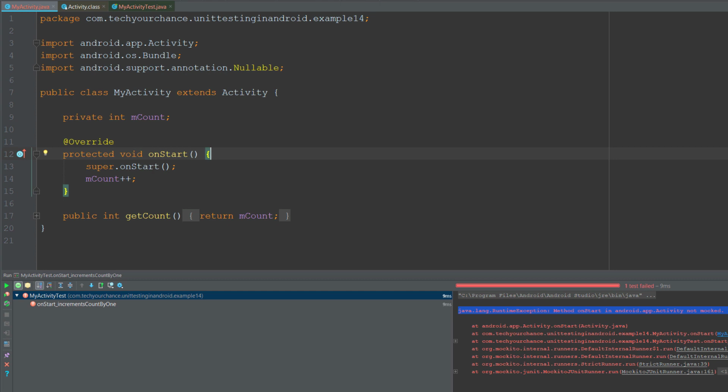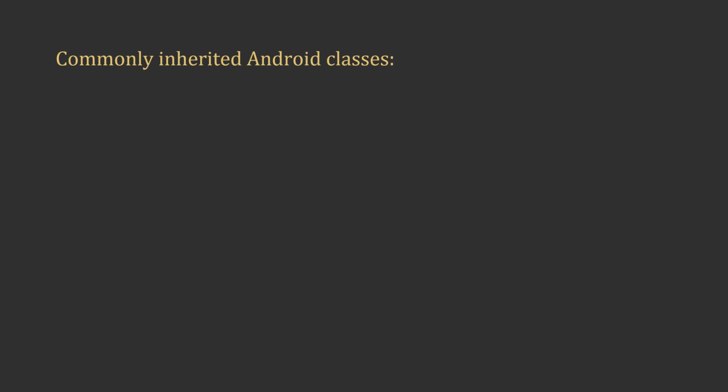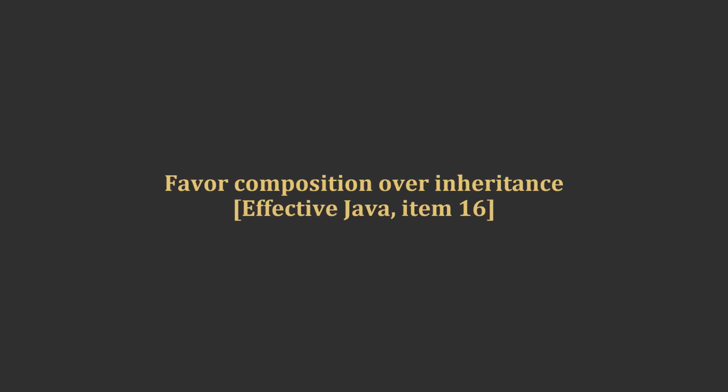But this limitation is not specific to Activity. Code that you write in any class that inherits from Android-specific classes will not be unit testable. Let me list some of them. Application, Activity, Fragment, View, Service, and more. In other words, you can't unit test the most fundamental components of any Android application. This is exactly what makes Android unit testing incredibly hard. In fact, it's simply impossible to achieve full unit testing coverage in Android apps.